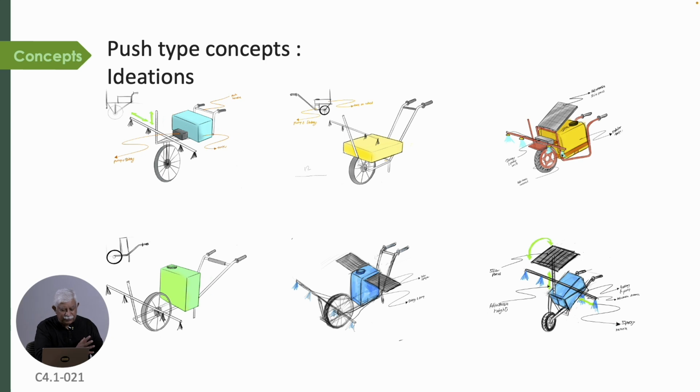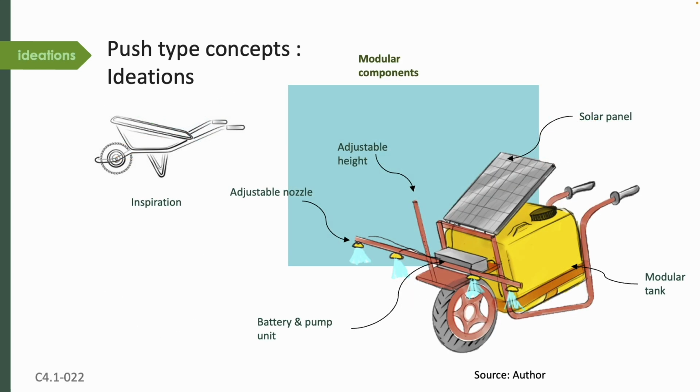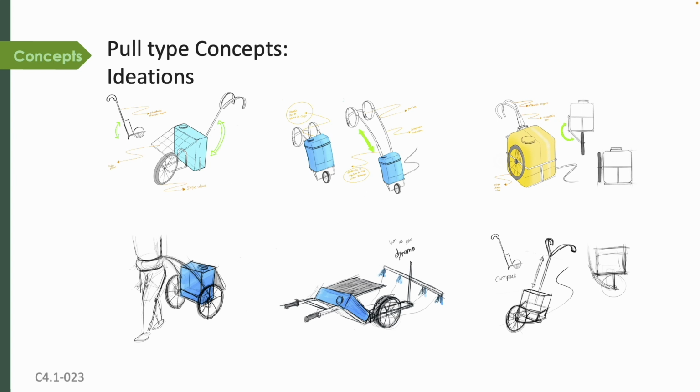Then even in push types, there are many variations of it, right? So again, these are all part of the ideation. Where do I put the center of gravity? How do I hold it? What are the dimensions of it? How do I put the solar panel next to it? So many options. So this is one of the options: adjustable height, adjustable nozzles, battery pump, that's the solar panel, and that's the modular tank, right?